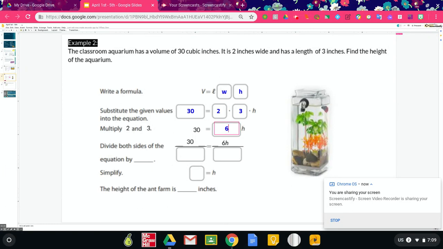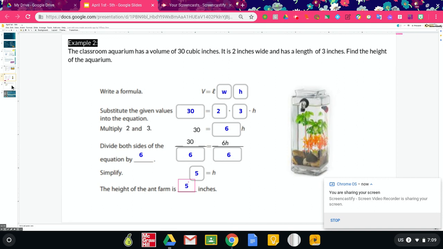So again, it's a one-step equation. We need to divide both sides of the equation by 6 this time. Divide by 6 over here, divide by 6 over here, and that makes the height 5. 30 divided by 6 is 5. So the aquarium has a height of 5 inches.